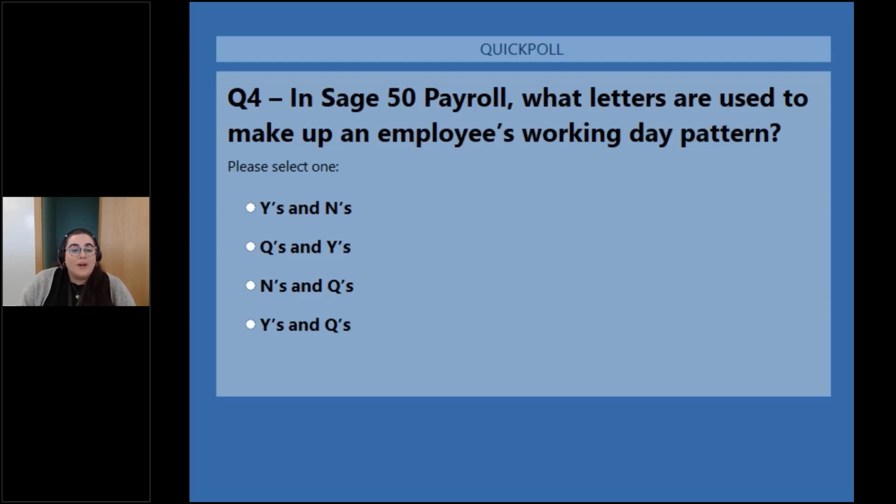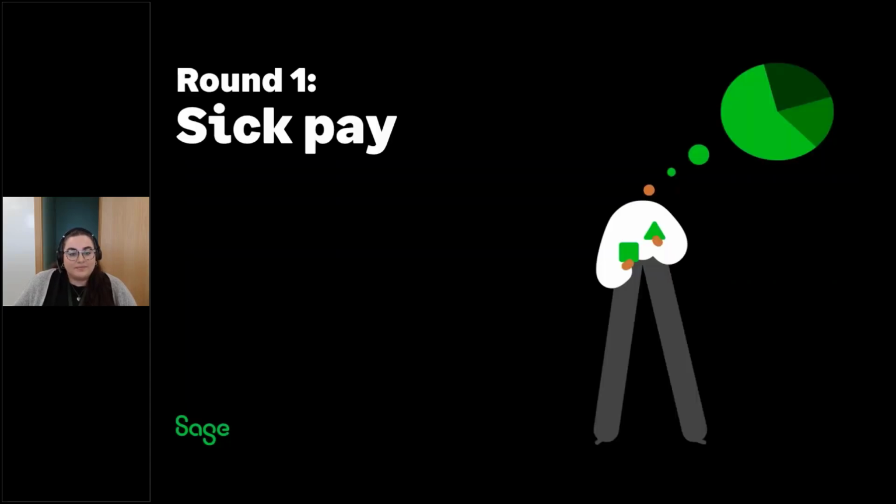And question number 4 is, in Sage 50 payroll, what letters are used to make up an employee's working day pattern? Is that Y's and N's, Q's and Y's, N's and Q's, or Y's and Q's? Great, and I'll close that one down. Fab, so that was your questions for statutory sick pay. Let's go ahead and find out what the answers are now.